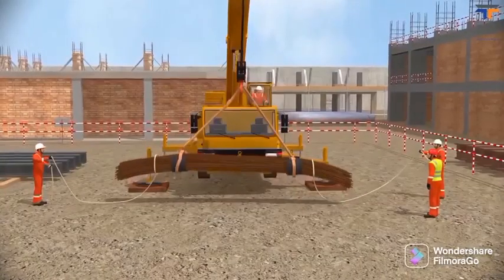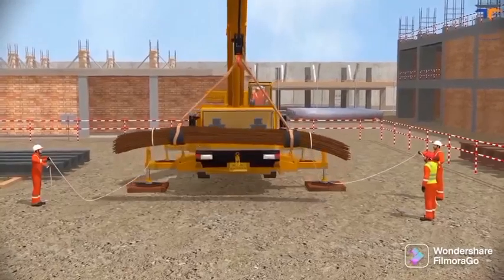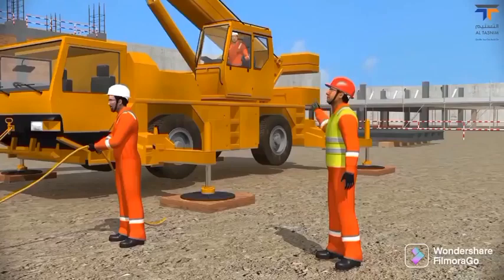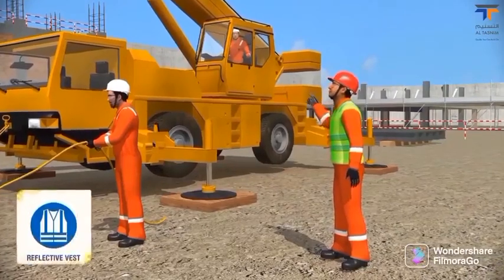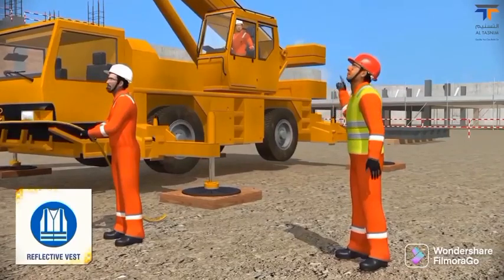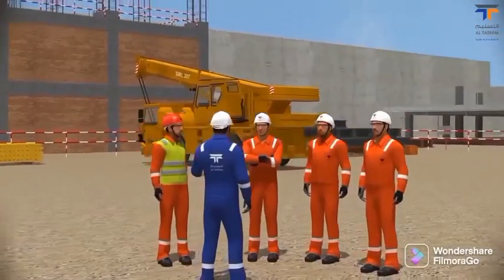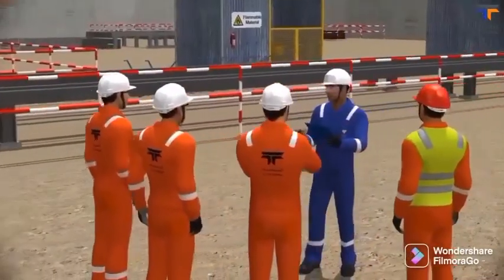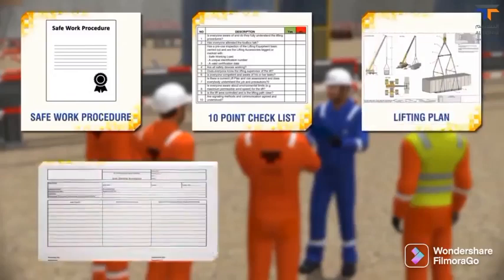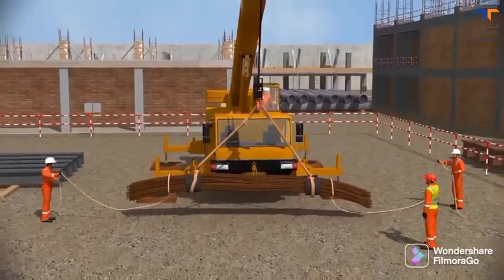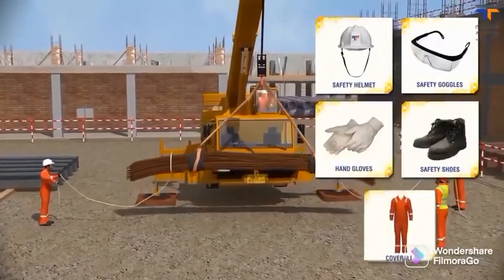Every lifting work to be carried out should be pre-planned and shall be conducted under the careful supervision by a competent person. The personnel responsible for giving signals, banksmen, should wear reflective vest for allowing their identification. Before starting the work, a permit has to be issued in accordance with the safety norms of the company. Also, ensure that safe working procedure contains the 10-point checklist, lifting plan, job safety analysis, risk assessment, and personal protective equipment.